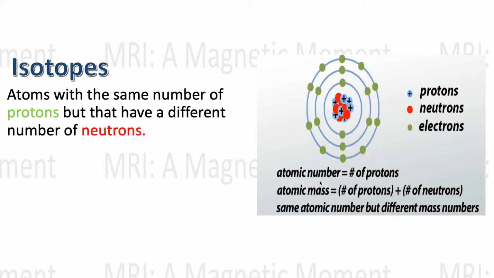So atomic number, we know, is the number of protons. Atomic mass is the number of protons and the number of neutrons. The same atomic number but a different mass number would give us an isotope. So in a given element, the number of neutrons can be different from each other, while the number of protons is not. These different versions of the same element are called isotopes.